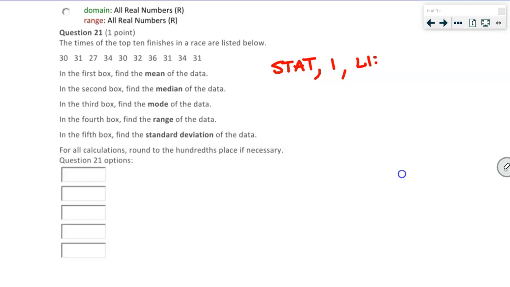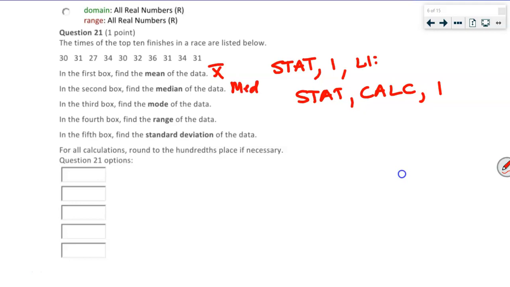Once you've done that, then you're going to push stat again, and you're going to go to calc, and then you're going to push 1 again. Okay, so when you do this, you're going to get a list of numbers, and when it says x with a line over it, that's your mean. Your median is MED in the list.